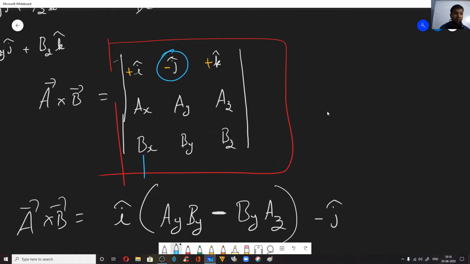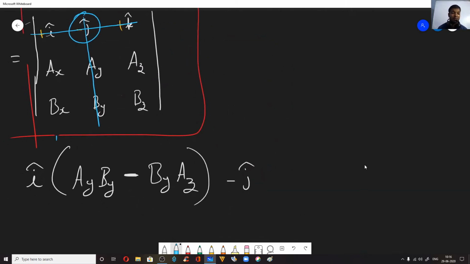So you have to leave the row containing j cap. Don't consider the row which is having j cap, and don't consider the column which is having j cap. Now see what you are left with. You are left with ax, az, bx, and bz. Correct? Ax, az, bx, and bz. Fine.